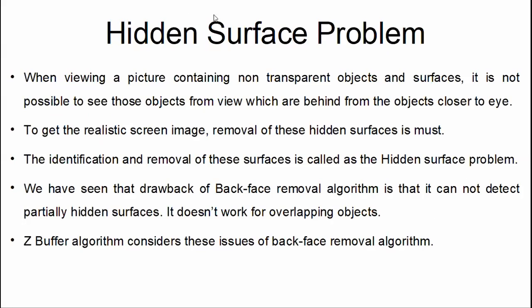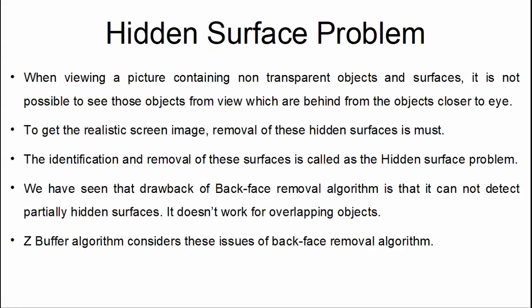Now, as we know, the hidden surface problem: when viewing a picture containing non-transparent objects and surfaces, it is not possible to see those objects which are behind the objects closer to the eye. To get a realistic screen image, removal of these hidden surfaces is a must. The identification and removal of these surfaces is called the hidden surface problem.